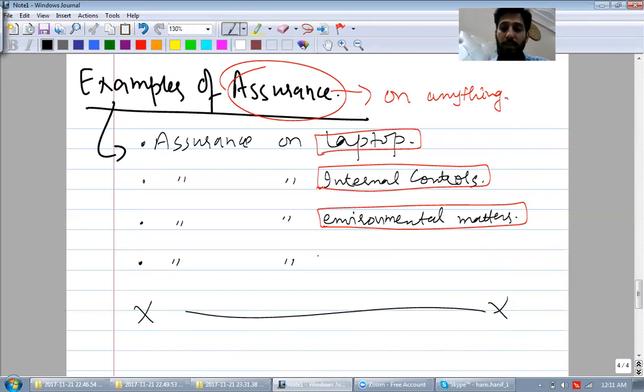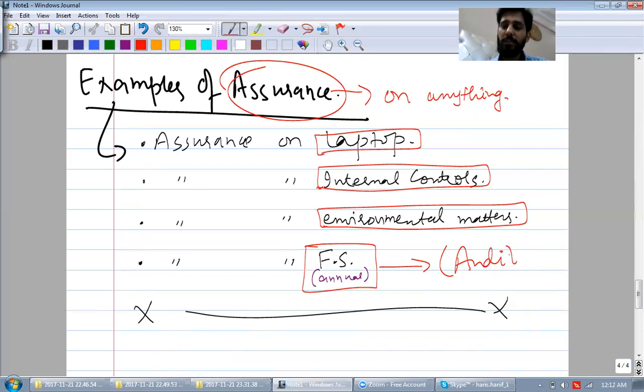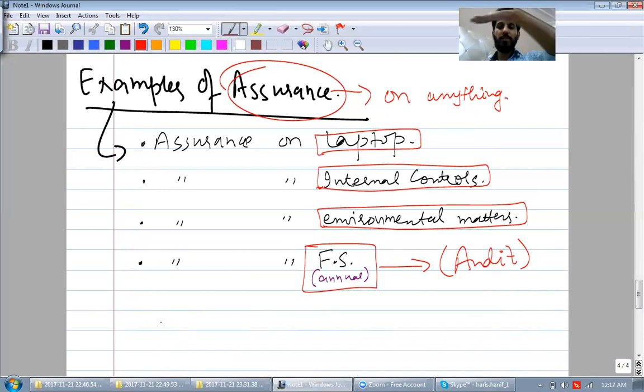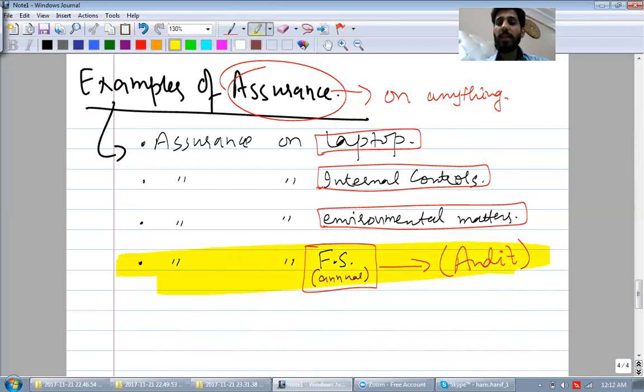Now the assurance will be given on financial statements. When I say financial statements, it is presumed that it is annual financial statements. Assurance on annual financial statements is technically called the audit. Which is technically called what? External audit. Which means assurance can be given on anything. If that thing is the financial statements, then it is technically called what? Audit. So basically, in layman language, we can say audit is the assurance on annual financial statements.